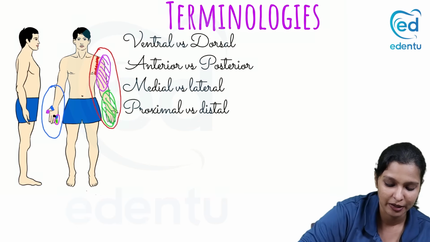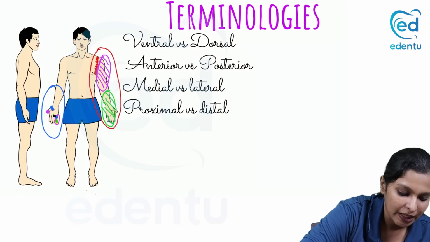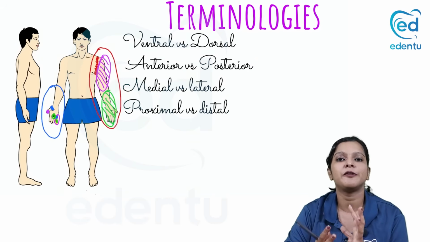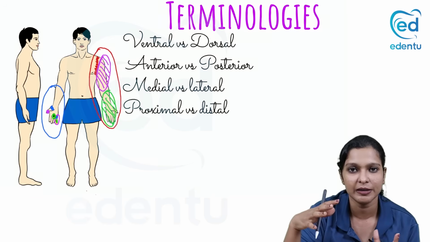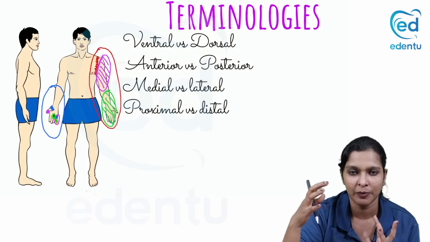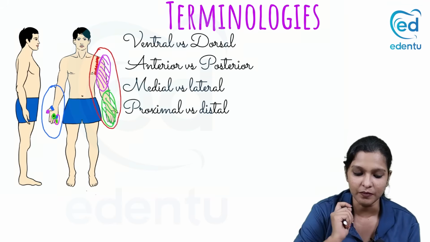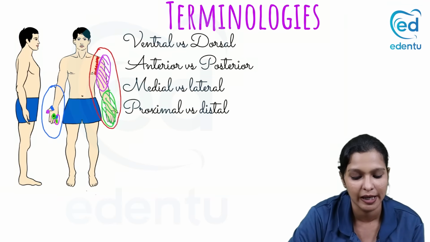Okay, this is the distal part of the upper limb, but in the proximal part of the finger. So it can vary depending upon what we are describing: the entire upper limb, or only the finger. So that's about proximal and distal.